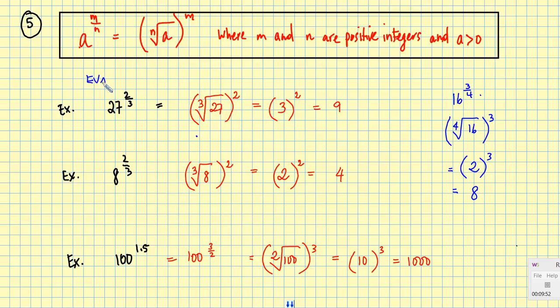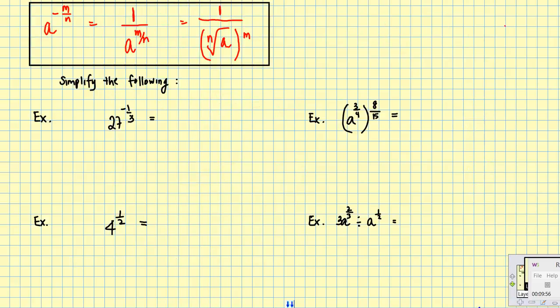So we have evaluated, or we have actually solved. Okay? All right, now suppose I have, though, a to the power of negative m over n.